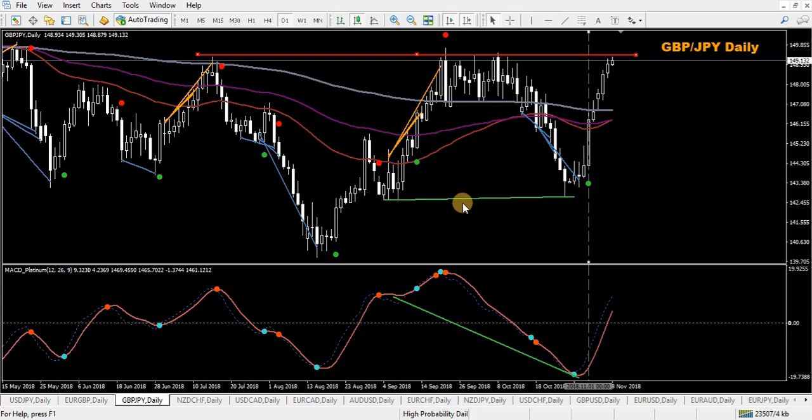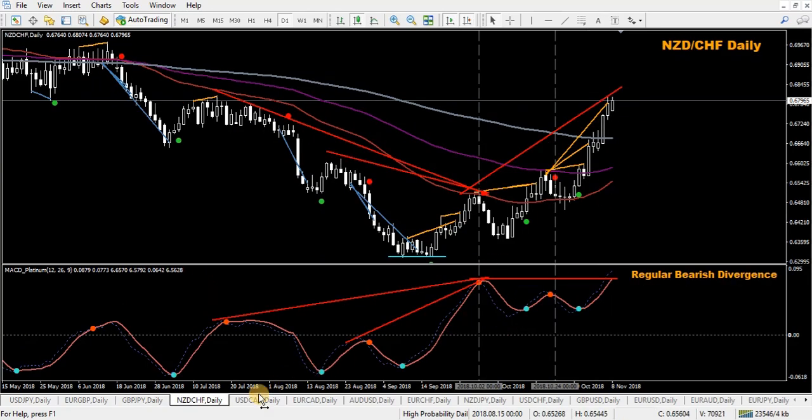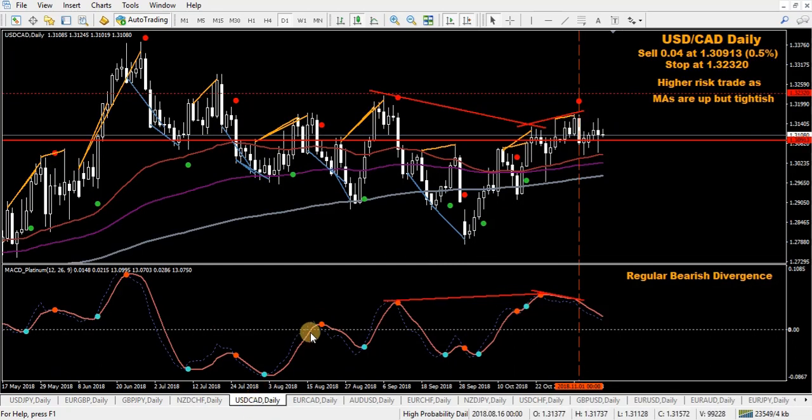New Zealand Swiss franc. Nothing doing. I took a sell back here, these grey lines, took another sell there, closed out. So MACD's been above the zero level for a long time, possibly looking for another sell trade. Could be a while coming though. Nothing at the moment. USD CAD in a sell trade here. There's my stop. Not going very far at all. With a higher risk trade, you can see my notes there, but it's still in sell mode.